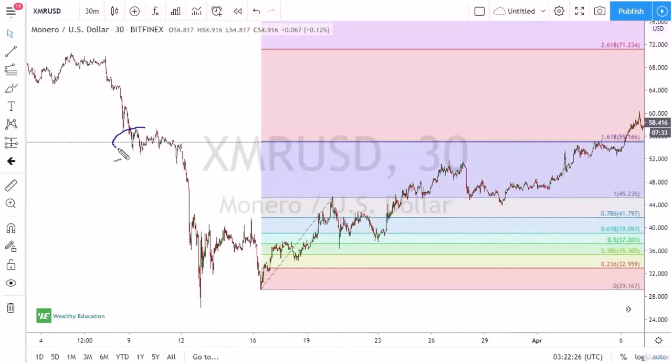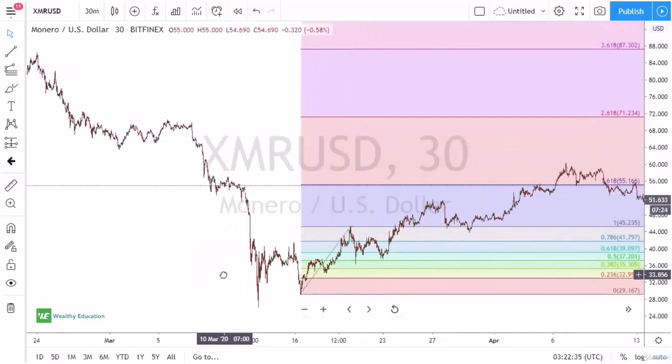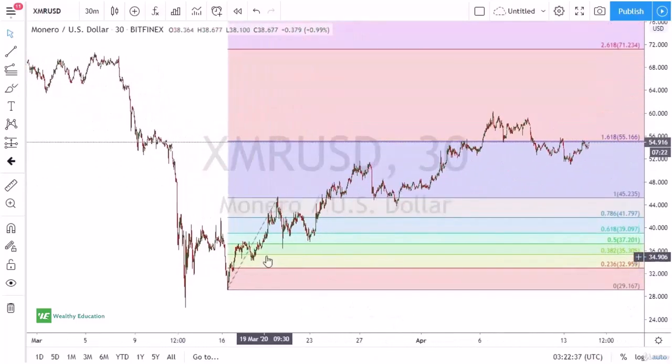Again, though, I would draw your attention up here. Makes sense that there would be a little bit of profit taking in that region. The higher you go up the chain, though, the less likely it is to hit. So like the 2.618 level is a very long-term type of move.